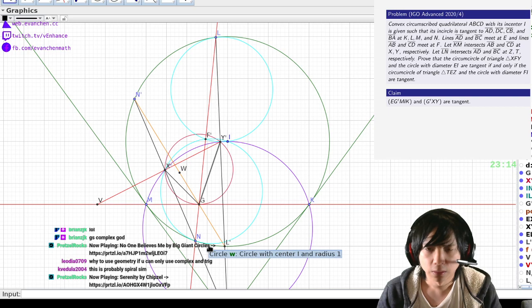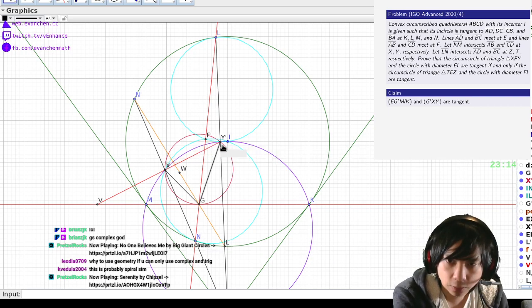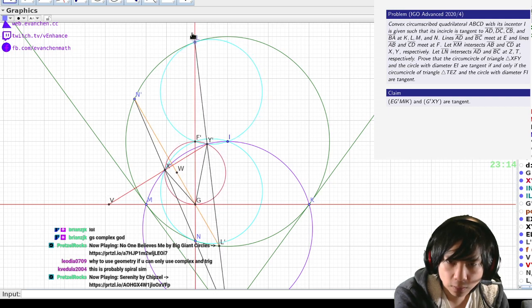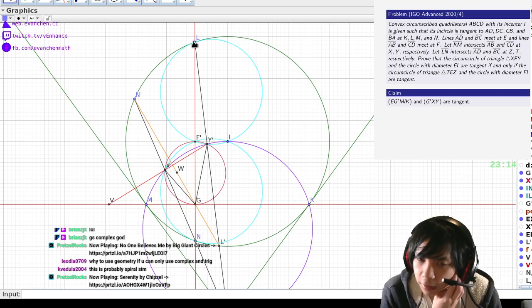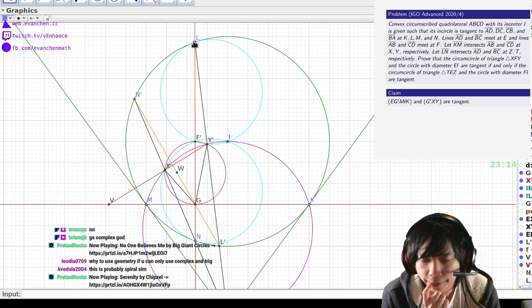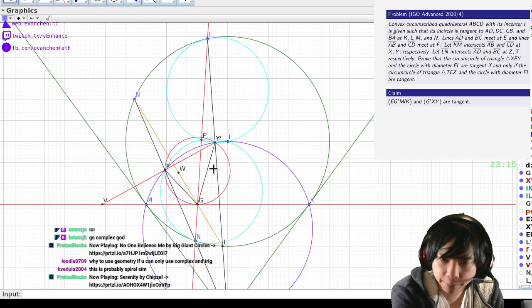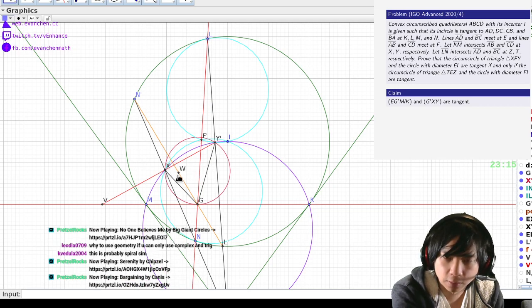F prime lies on the circle. Let me get this straight. If F prime lies on the circle, then if and only if. So this is an isogonality lemma or something, right? Even if F prime doesn't lie on the circle, this promises that the extension of Y prime W to here and X prime W to here makes a cyclic quad. Like, it promises that G X prime W is equal to G Y prime W. Those angles are always equal.